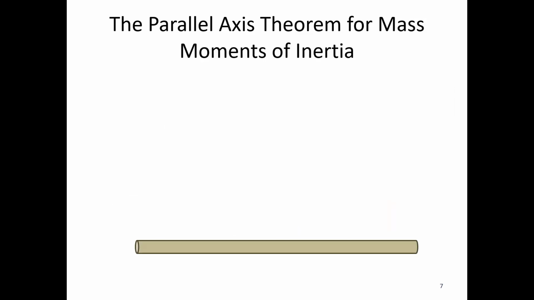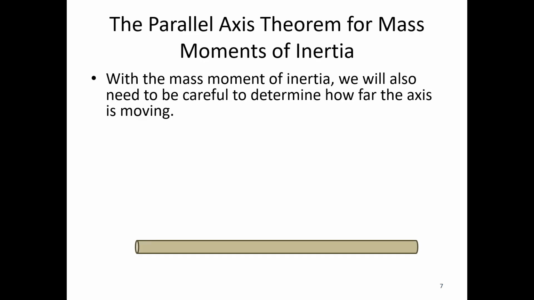For mass moments of inertia, again, same thing. We want to determine how far the axis is moving. So if I have Ix about the center point, and I want to figure out what is the moment of inertia about the endpoint, my r value is simply going to be the distance between those two axes.